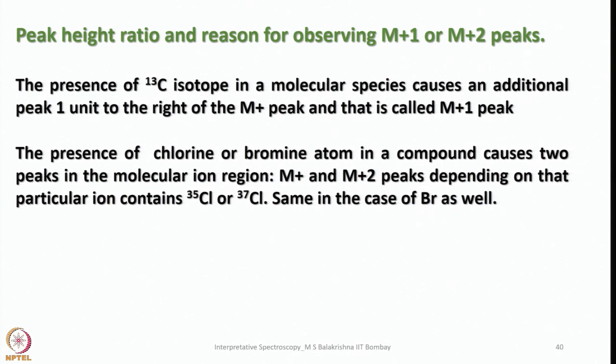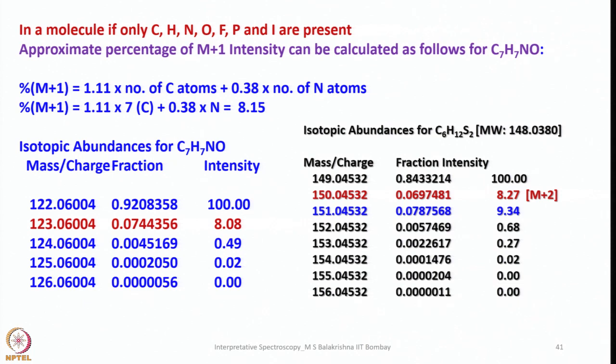The presence of a chlorine or bromine atom in a compound causes two peaks in the molecular ion region, that is the M plus and M plus 2 peaks, depending on whether that particular ion contains 35Cl or 37Cl. The same is true in the case of bromine as well. So when we have halides, we can anticipate M plus and M plus 2 peaks, depending upon whether we have 35Cl or 37Cl, or bromine also, with a difference of 2 units.